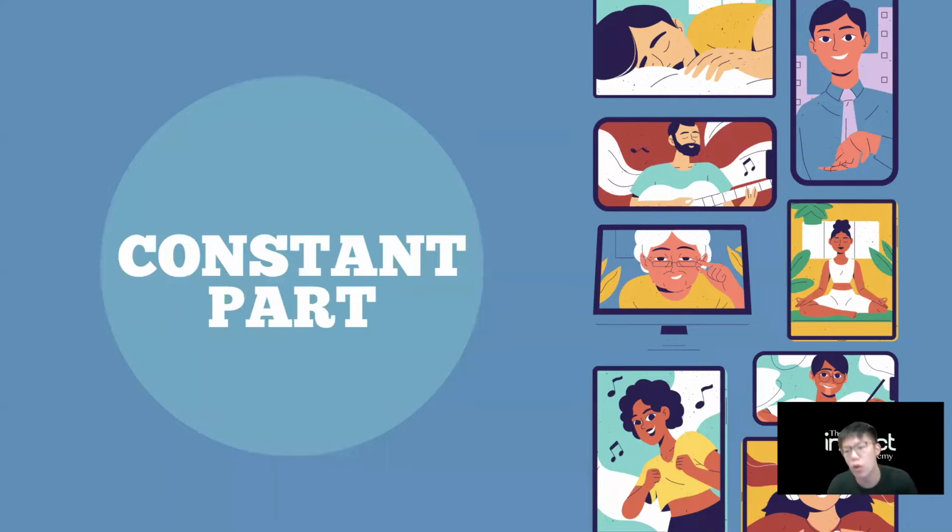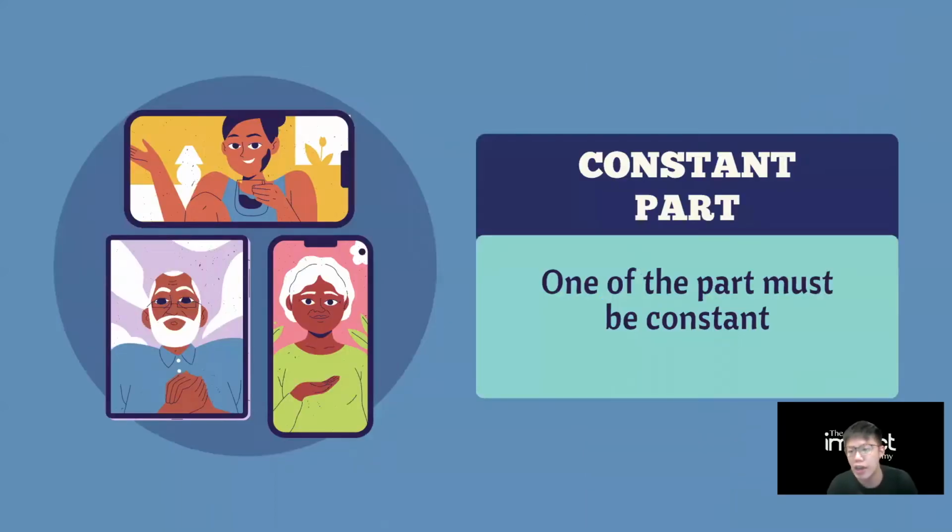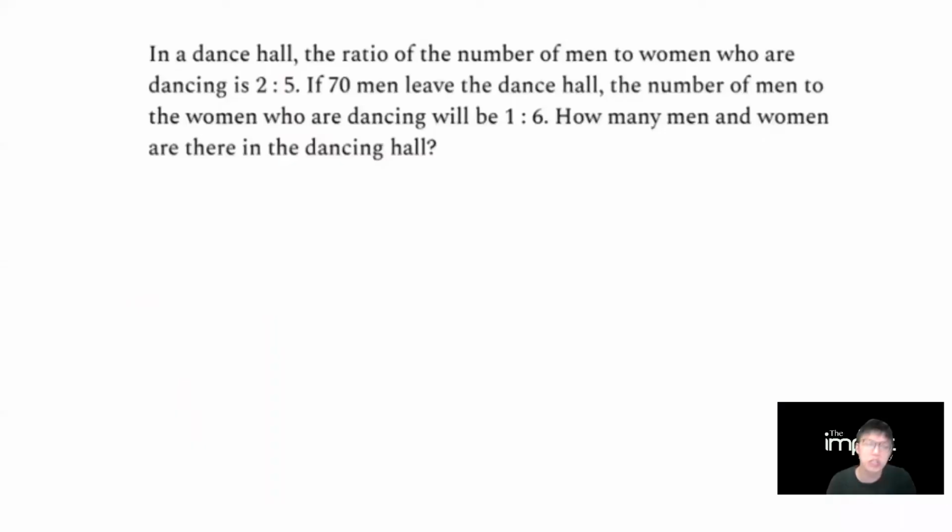Now, the first one is what we call constant part, okay? What is constant part all about? I have just summarized it in a very simple sentence: one of the parts must be constant. Or if I want to simplify it, I can say that one of the parts must be the same, okay? So let me just use this question to solidify whatever I've just said.